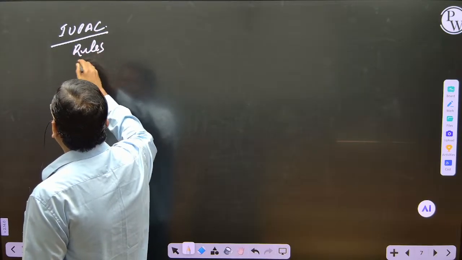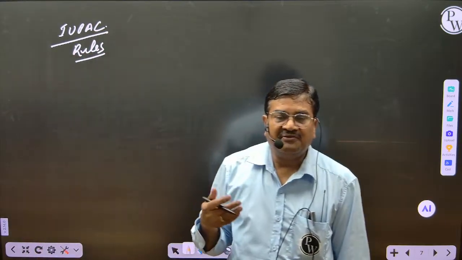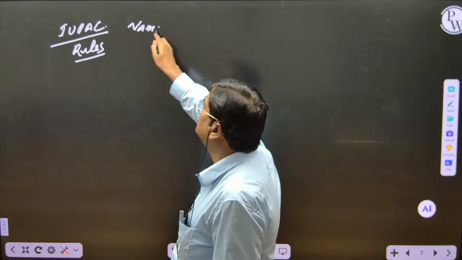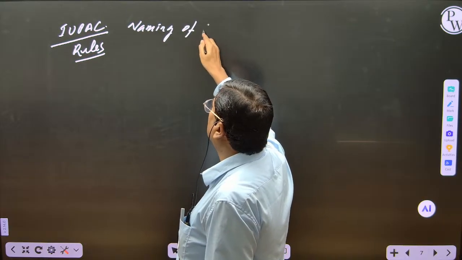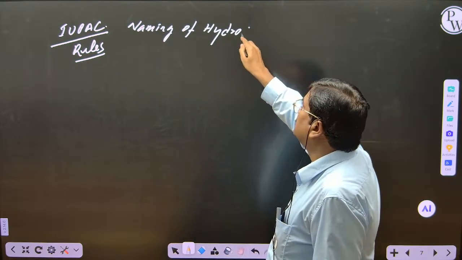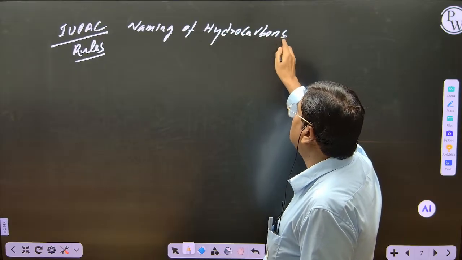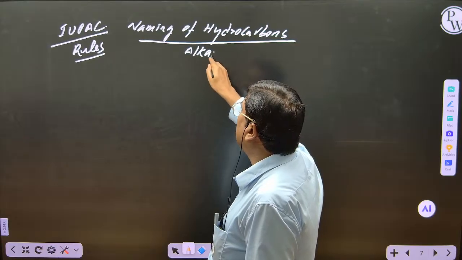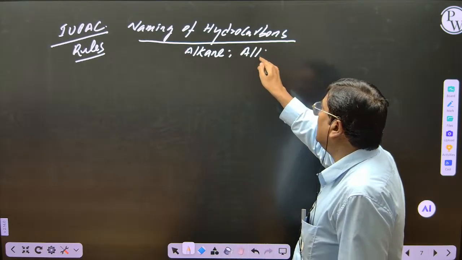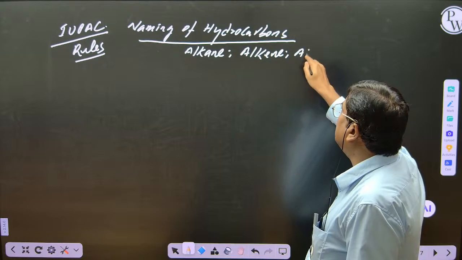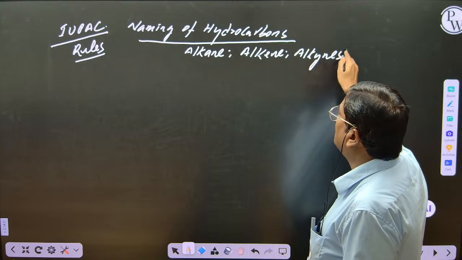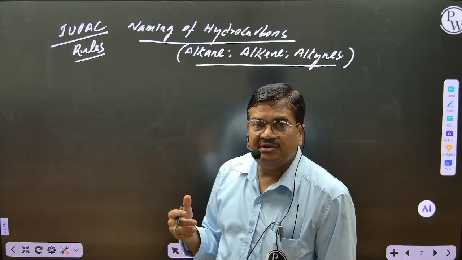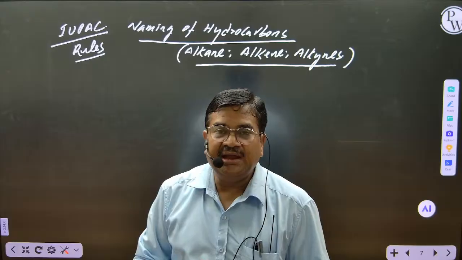Now see, there are 8 rules you have to follow in order to write the naming of hydrocarbons. This is naming for hydrocarbons, meaning without a functional group. Only hydrocarbons means what? It can be alkane, alkene and alkyne. So there are rules for this. There are 8 rules in order to write the naming of organic compounds for hydrocarbons.